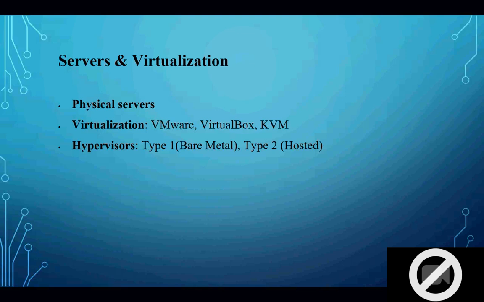Then we have type 2. Type 2 is hosted, like VirtualBox and VMware Workstation. This is basically an application. It's not installed on your hardware. It's using your resources, but it's not physically installed on your hardware. It's just an application. So you are accessing those through applications, and those are like cloud computing. And again, they're stored somewhere in some data center on some server, and hosted by a cloud service provider.